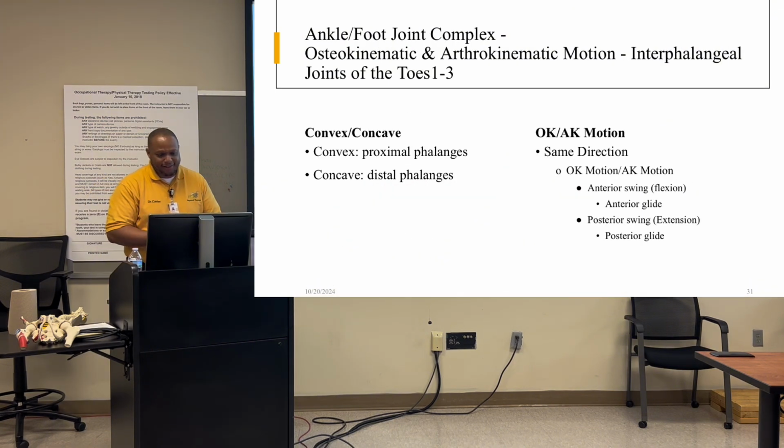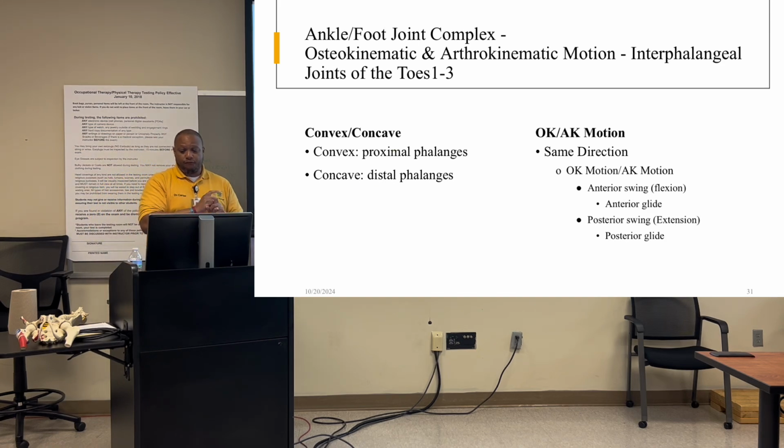All right. Interphalangeal joints of the toes. We have our convex proximal phalanges and our concave distal phalanges. Again, the concave distal phalanges are going to be moving on the convex proximal phalanges. The arthrokinematic motion is going to be occurring in the same direction. So again, it's the same as your metatarsophalangeal joints. With flexion, you get an anterior swing and roll with an anterior glide. And with extension, you get a posterior swing and roll with a posterior glide.